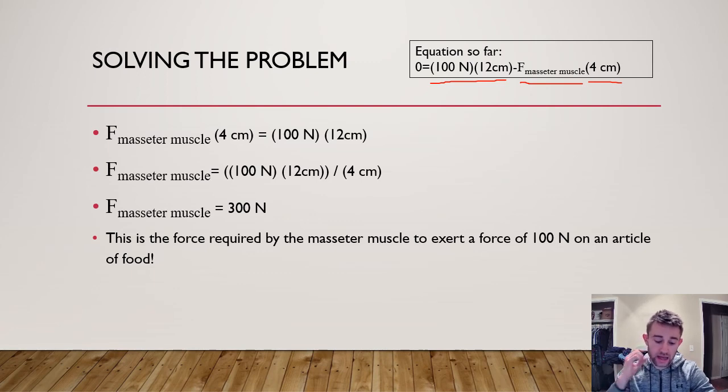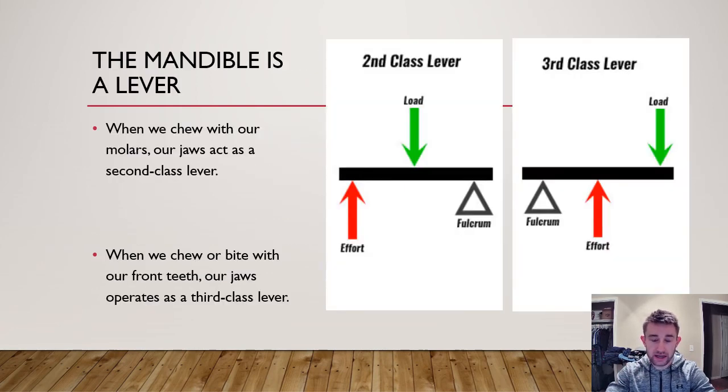We have more chewing force in our molars. This is because the molars are located closer to the TMJ, or the fulcrum. When we chew with our molars, our jaw acts as a second-class lever. In a second-class lever, the load, or the food, is in between the force and the fulcrum. So you can see, here's our example of a second-class lever.